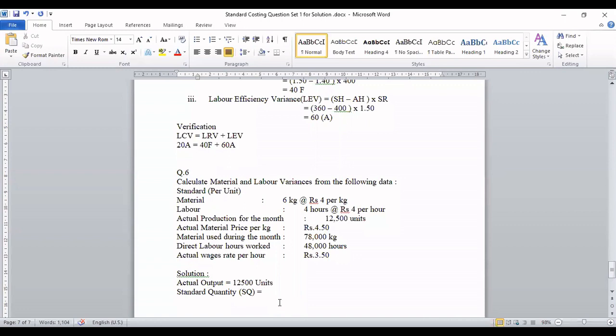78,000 kg. How did you get that 78,000? Material used during this month. That is actual, beta. We want standard. This is an important question. Think and tell me. They have given for 1 unit, standard per unit, they need material 6 kg. And how many units have we actually produced? 12,500. So can you tell me what will be the standard quantity?